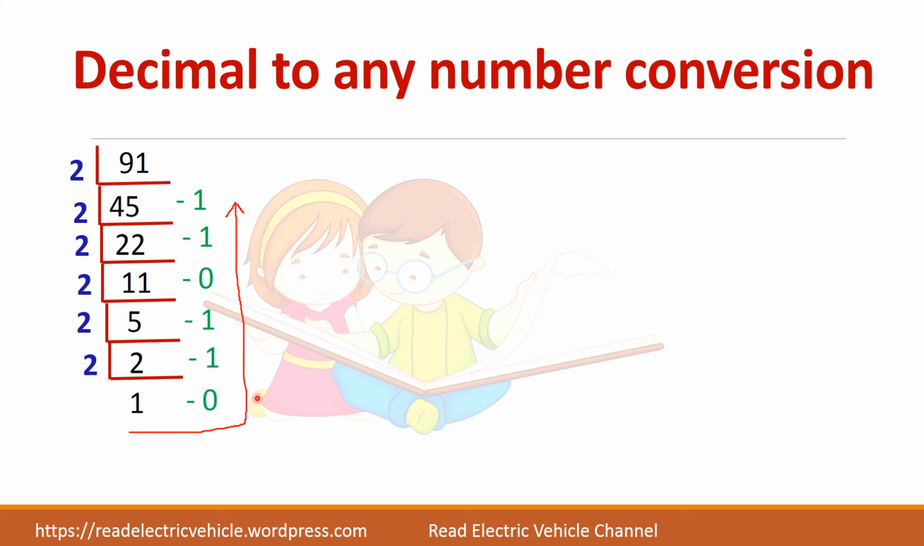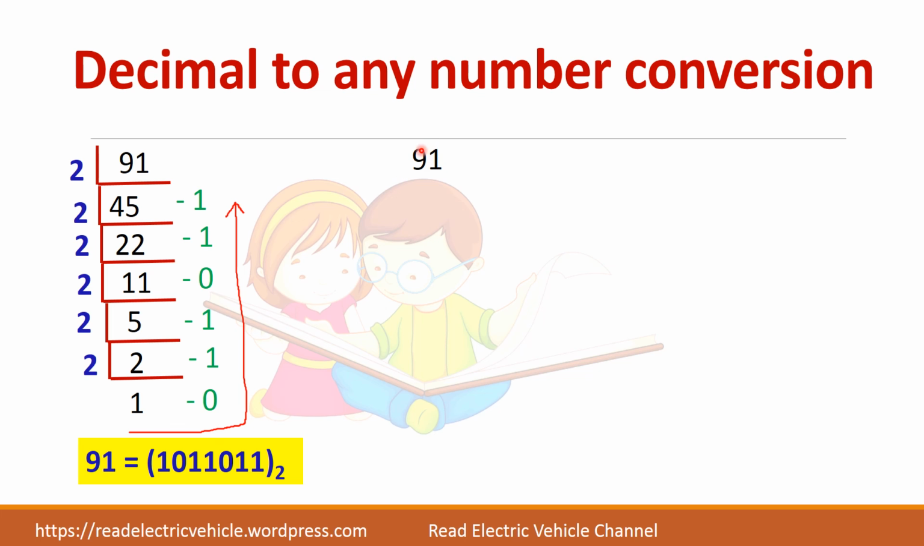Here remainder is 0. So always start from this value. So you put an arrow mark like this and write the value as 91 equal to 1011011 to the base 2. It is always necessary to mark the base of the system. If you don't mark the base of the system, then it will be considered as a decimal number.